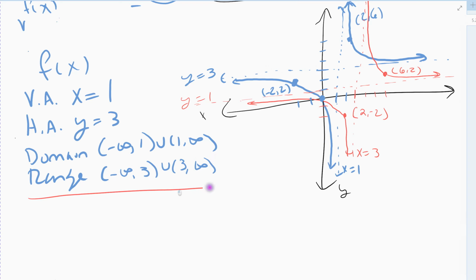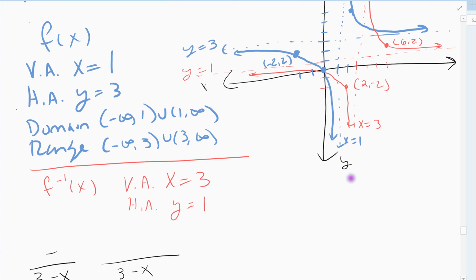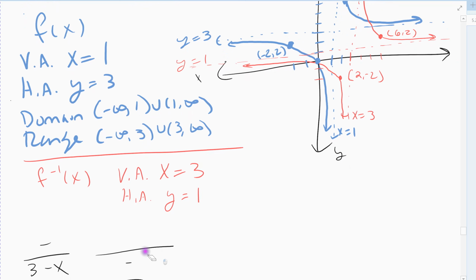Alright, now the inverse function should be the exact opposite of that, and it is. The inverse has a vertical asymptote at x equals 3, horizontal asymptote at y equals 1, and my x and y values flip. That's what I literally did to find it, so it should make sense that the asymptotes flip. The domain of the inverse function was -infinity to 3, 3 to infinity.